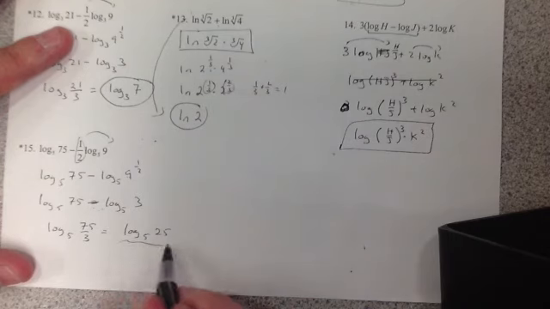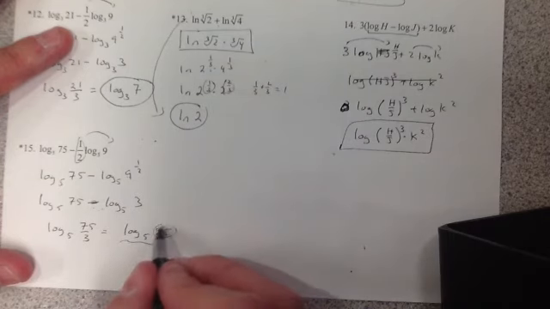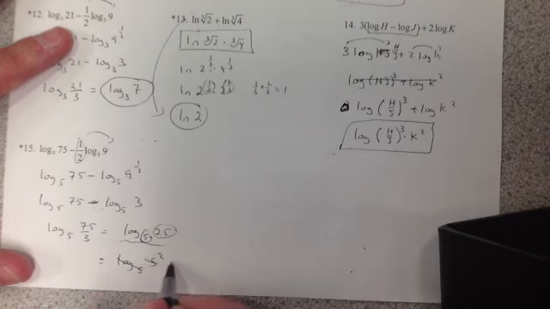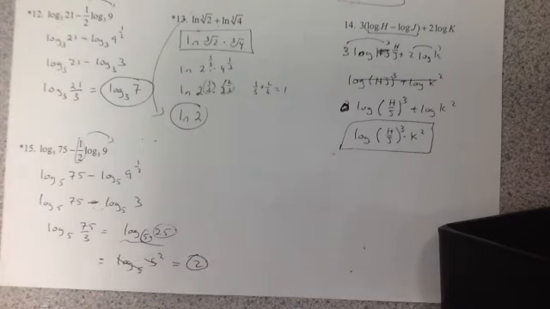Now, if you got this far, you're doing pretty good. But remember, I can write 25 in terms of 5. So we get the log base 5 of 5 squared. And like our rule says, those cancel. And what are we left with? Just 2.